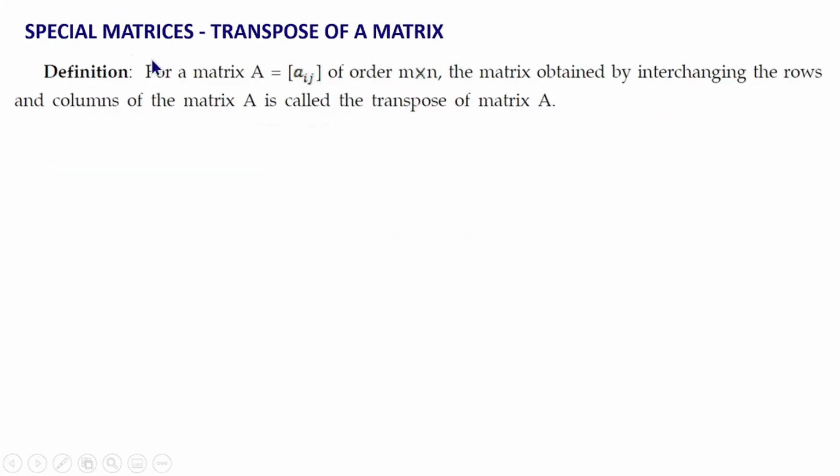Now coming to special matrices. For a matrix A equal to [aij] of order m by n, the matrix obtained by interchanging the rows and columns of the matrix A is called the transpose of matrix A.